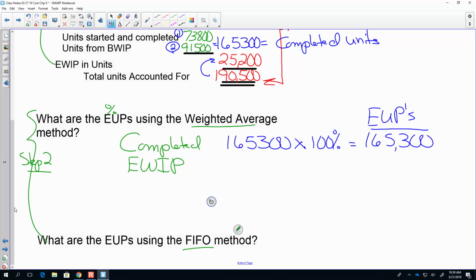How many units did I have in ending work in process? 2,200. 25.2. Very good. What does the author say? How complete were those units? 25%. Excellent. For equivalent terms, that's going to be 6,000 something? 6,300. 6,300. I add them up for 171,600.